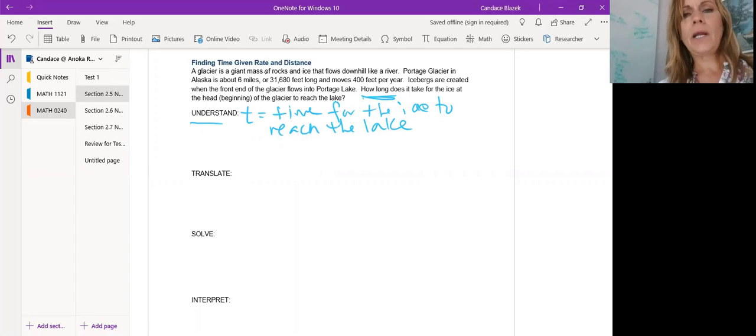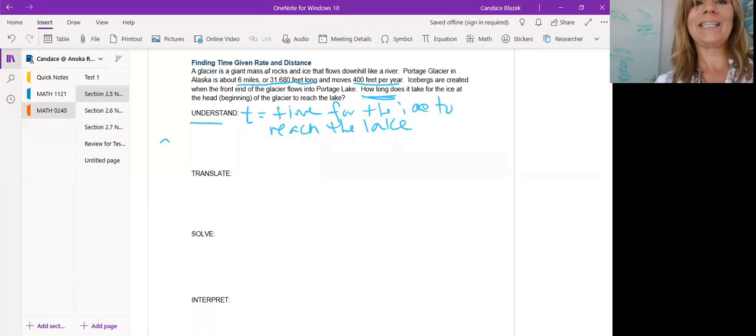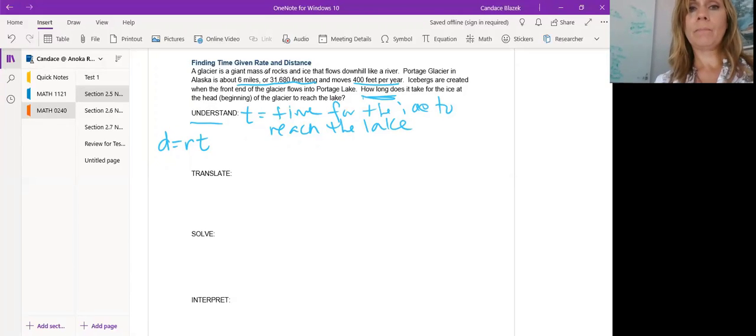Now, another thing that I notice in this problem is that we're looking for time, but we are given a distance, 6 miles or 31,680 feet, and we are given a rate, 400 feet per year. So the formula that I'm going to use, because it deals with distance, rate, and time, is distance equals rate times time. And you'll find that in the chart at the beginning of our notes.